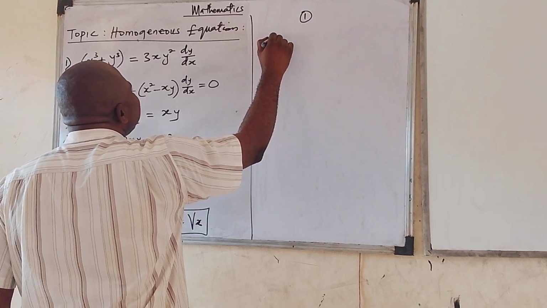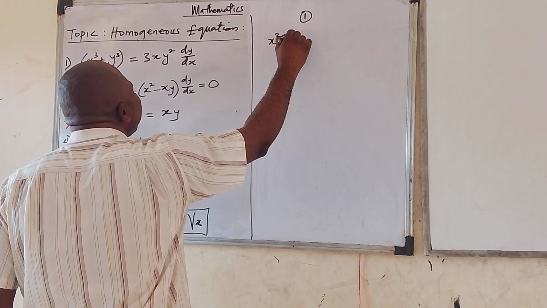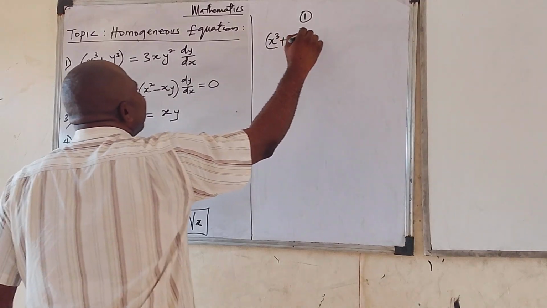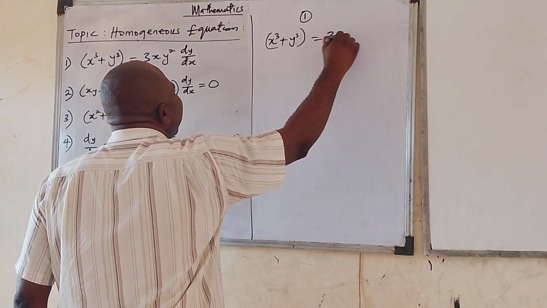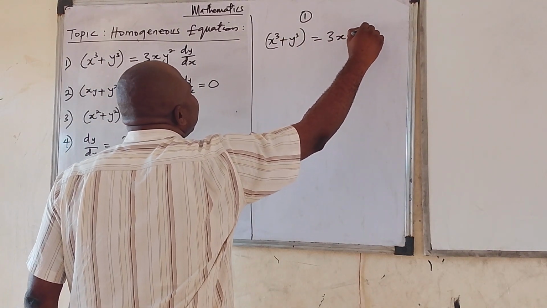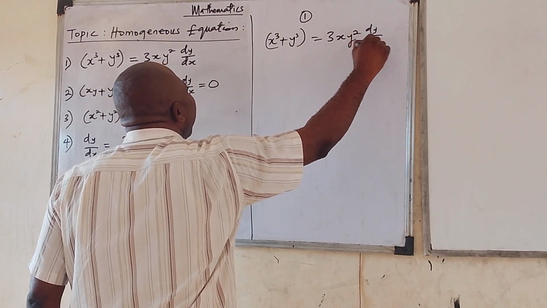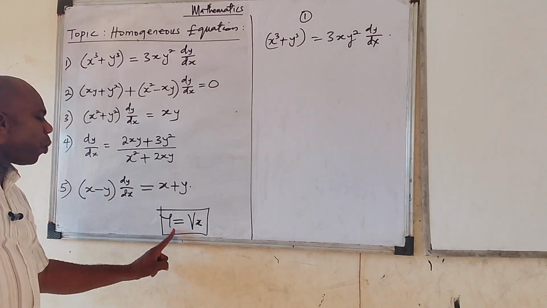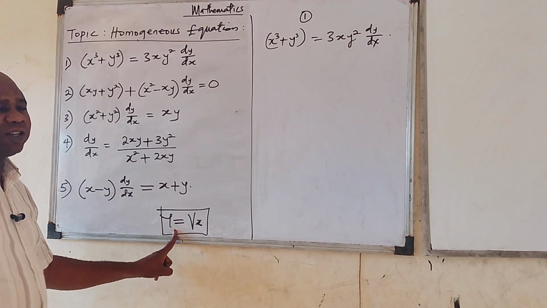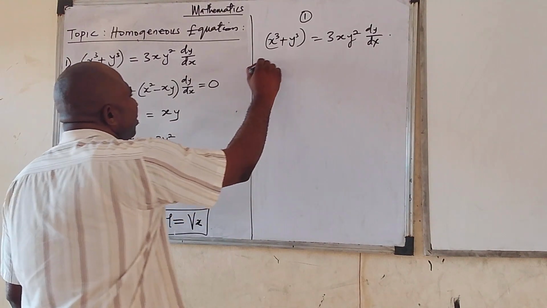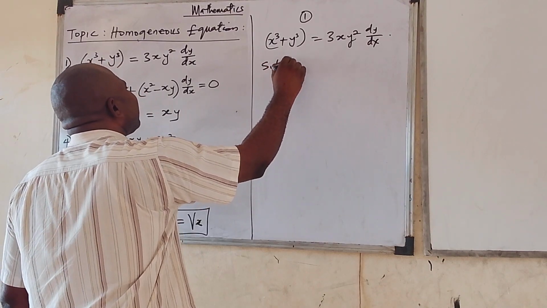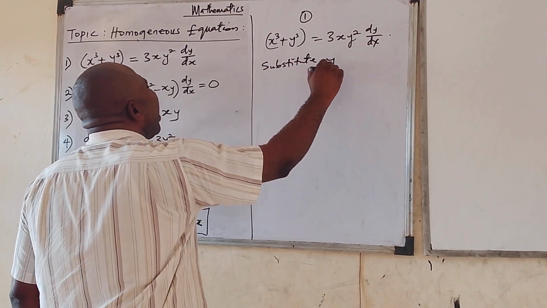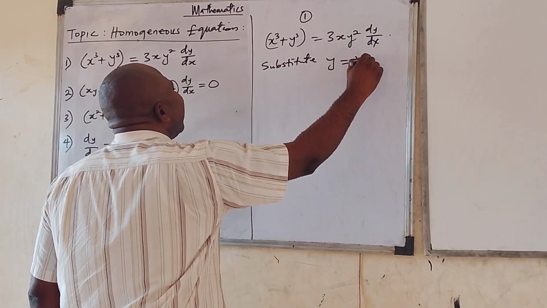Here we have x raised to the power of 3 plus y raised to the power of 3 is equal to 3xy squared, dy over dx. So in this case, we are going to substitute y is equal to vx.